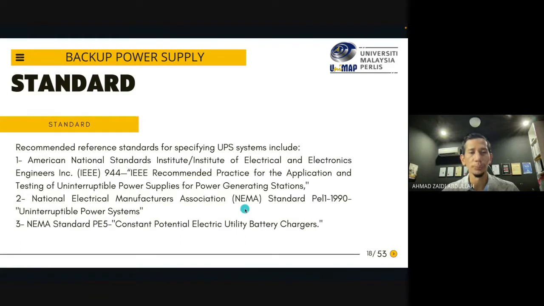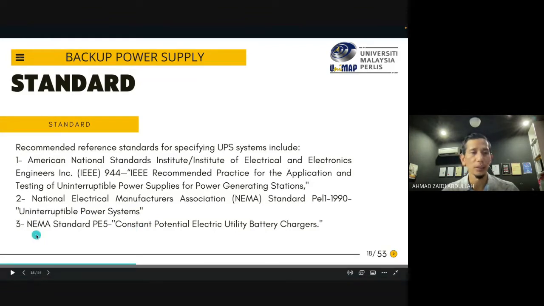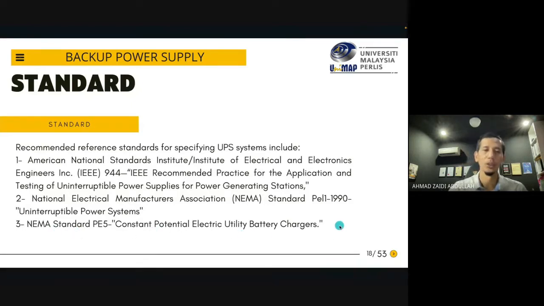You look under UPS, so you just follow that standard. And then the rest, NEMA also has standard PE5, Constant Potential Electrical Utility Battery Charger. That one is specific for battery chargers. So normally we refer to number 2. I also refer to just this one, easier.